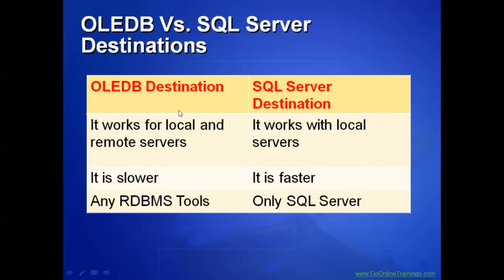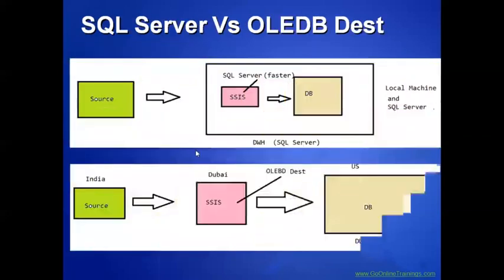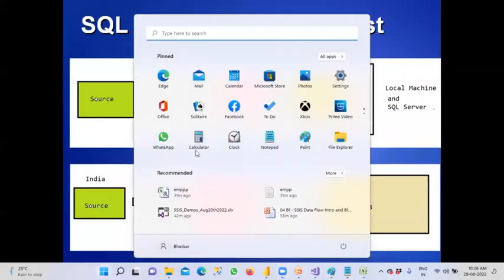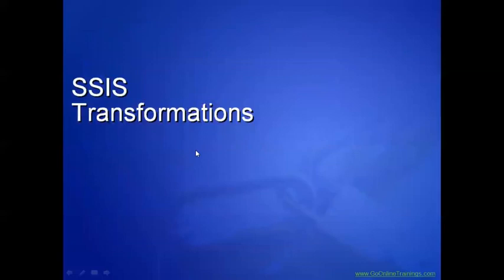If SQL Server and SSIS are both available on a single machine, and by SQL Server I'm talking about your data warehouse, if the data warehouse and everything are on a single machine, use SQL Server destination. If the data warehouse is separated and SSIS is separated, then go for the OLEDB destination. Okay? So that is the point you have to understand. Clear? Tomorrow we'll talk about transformations.